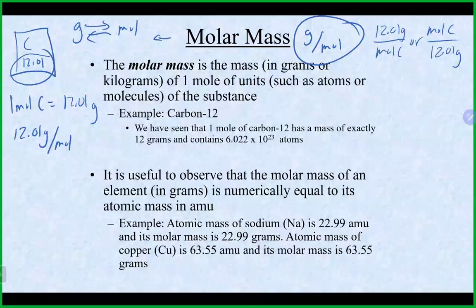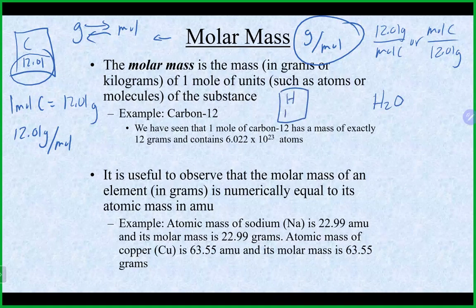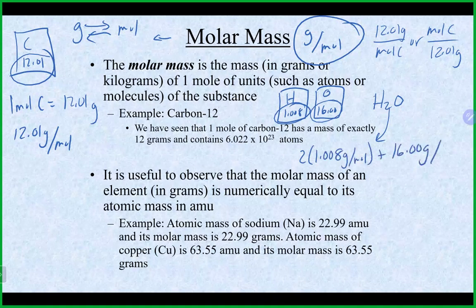You could do something like water that we had previously. You would go to the periodic table and look up hydrogen. You would go to the periodic table, look up oxygen. And again, we take it to 4 significant figures. And if we wanted to calculate the molar mass of this guy, we just add up the parts. So there's 2 hydrogens, each at 1.008 grams per mole. There's 1 oxygen at 16 grams per mole, which means the molar mass of water is 18.02 grams per mole.